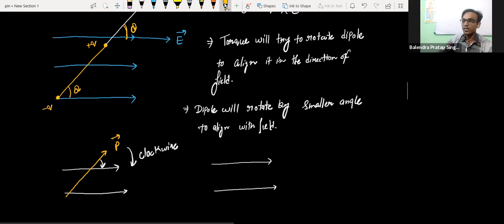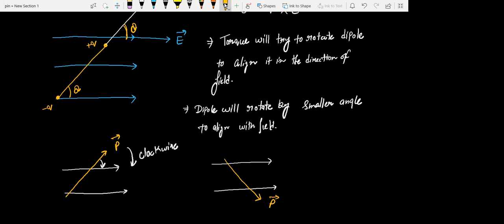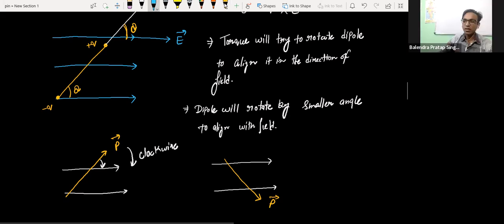Another example: if I consider an electric field, and in this case I put a dipole in this direction, this is our dipole. What happens in this case? Meenakshi, can you tell me if this direction of rotation is clockwise or anti-clockwise? Anti-clockwise. Yeah, exactly. It's anti-clockwise because the smaller angle is in the anti-clockwise direction.